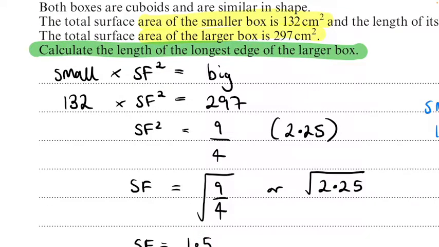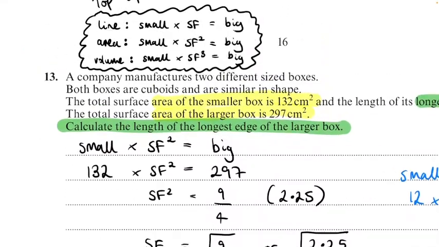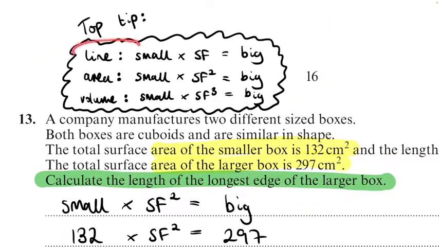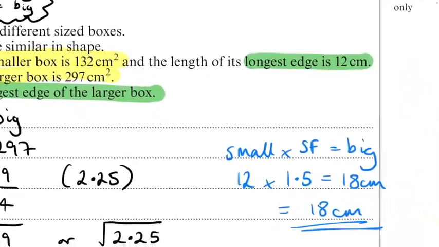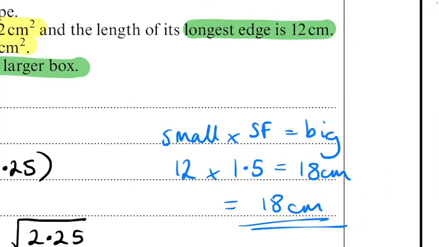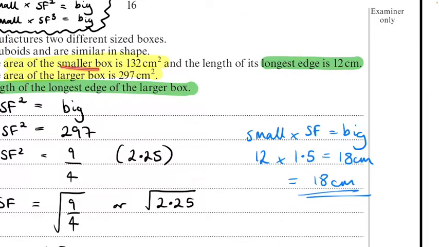Okay, now the question said calculate the length of the longest edge of the larger box. So going back to my top tips, we're talking about the length of an edge, that would be a line. So it's the small line times by the scale factor gives me the big line. So that's what I've written down there. I'm told the longest edge of the smaller box, so that's why that 12 is times by 1.5 to give me 18 centimeters. So the longest edge of the larger box must be 18 centimeters.